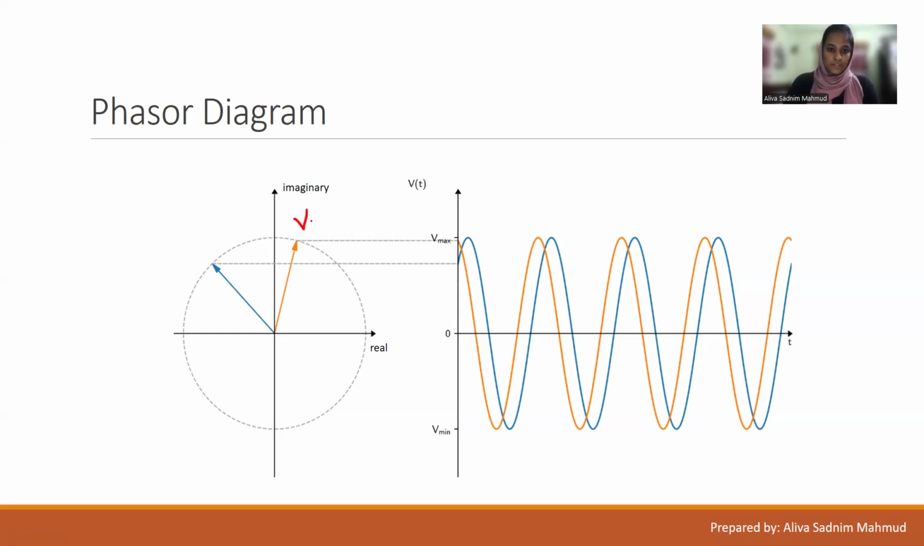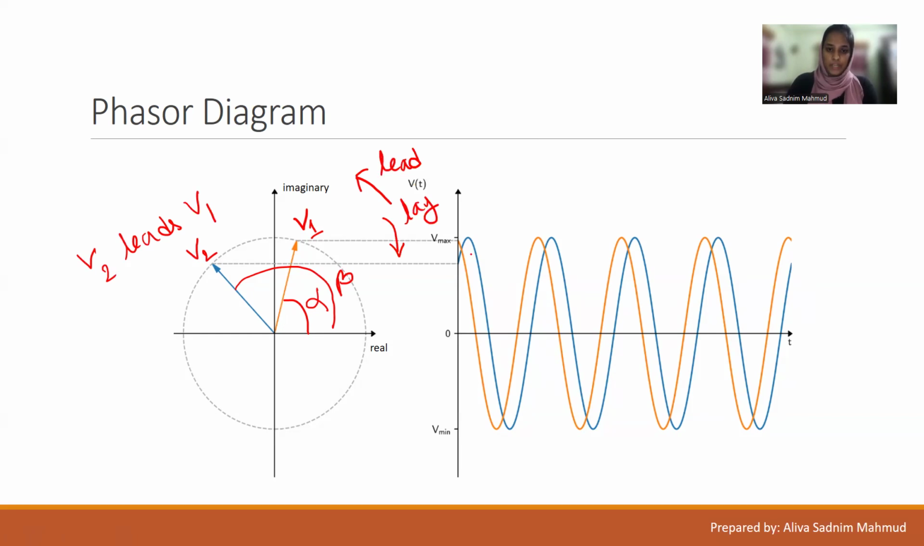So say this yellow vector or phasor here is V1 and the blue one is V2. Say V1 creates an angle alpha with the real axis and V2 creates the angle beta. So we say V2 leads V1. So why do we say that? It's because this anticlockwise direction is actually the leading direction and the clockwise direction is the lagging direction. It is also evident from this sinusoid here that the V1 peak is after the peak of V2.